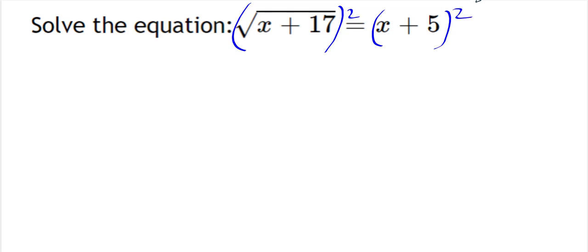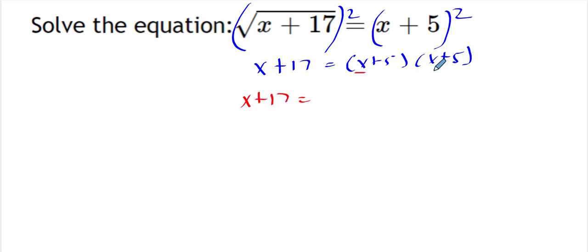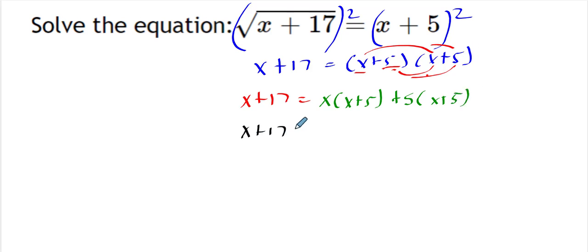Now, it's great for the left side because we know it's just going to be x plus 17. But the right side, well, that's x plus 5 and x plus 5. Okay, so if you remember, you got x plus 17 equal, we take this first term times everything, and then that second term times everything. You remember that? Yep. So we're going to say x times x plus 5, and then plus 5 times x plus 5. Okay, so that's x plus 17 is equal to x squared plus 5x plus 5x plus 25.